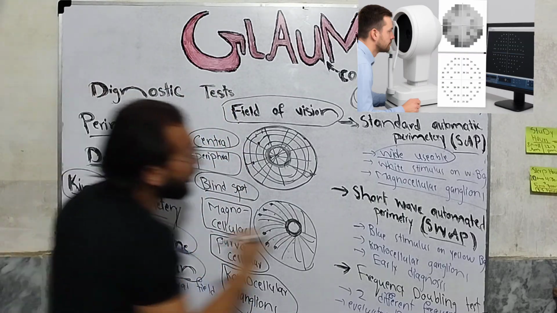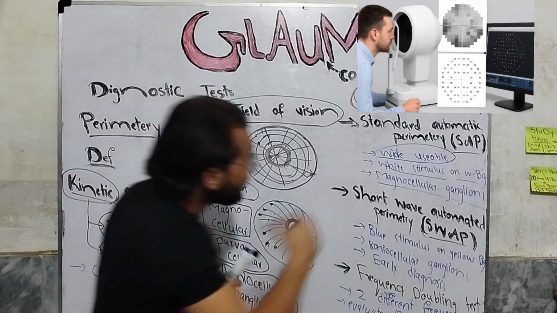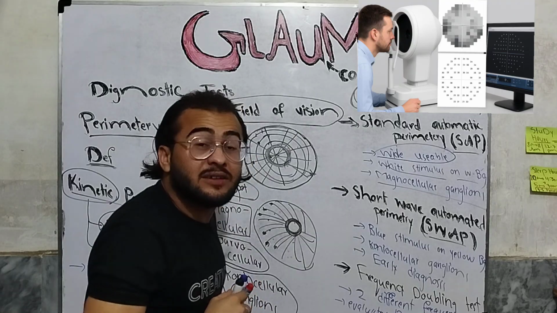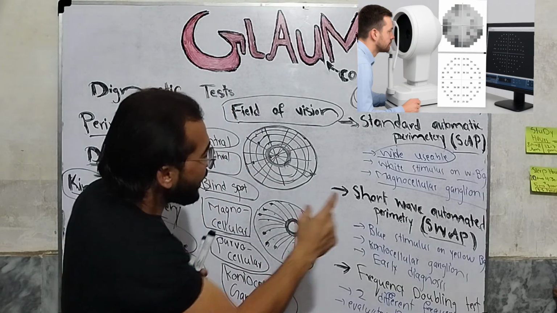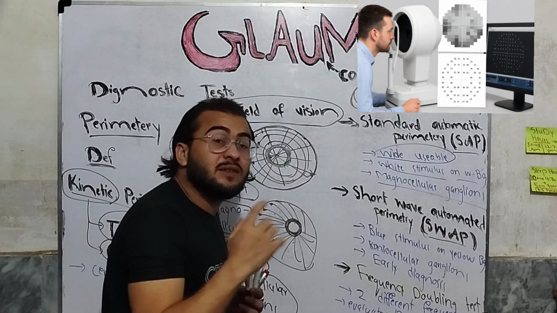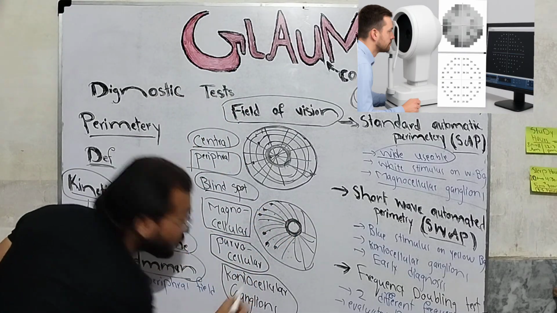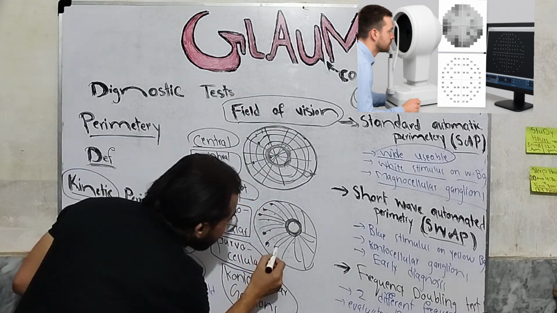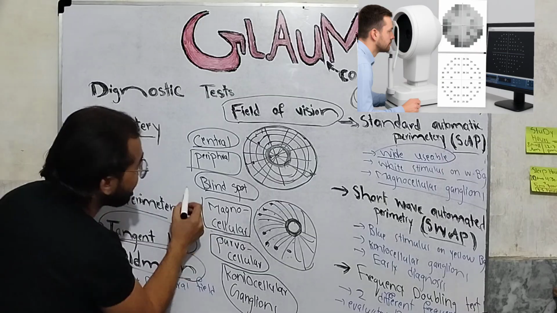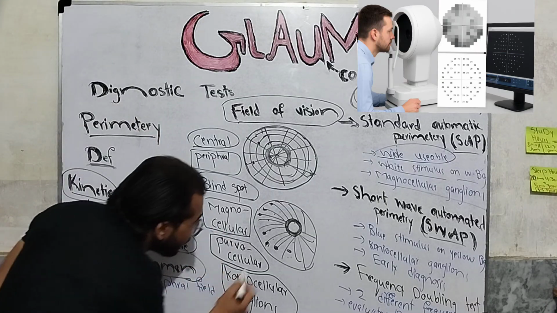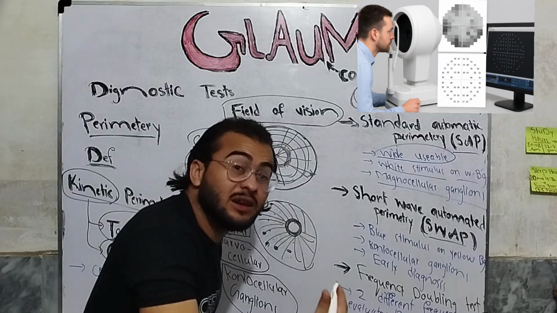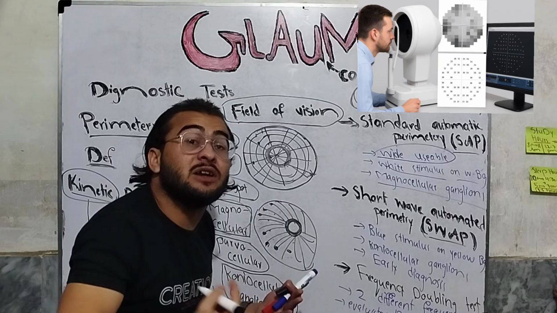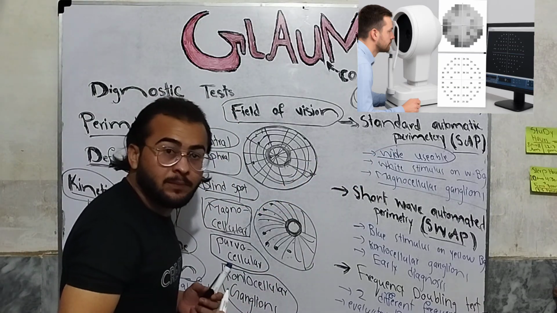Now we can have shortwave automated perimetry. This is detecting the visual field defects earlier than the standard automated perimetry. Why? Because shortwave automated perimetry is evaluating the coniocellular ganglions, and they are saying that in glaucoma the coniocellular ganglions are damaged earlier than the magnocellular ganglions. So that's why SWAP will detect any visual field defects earlier than SAP.